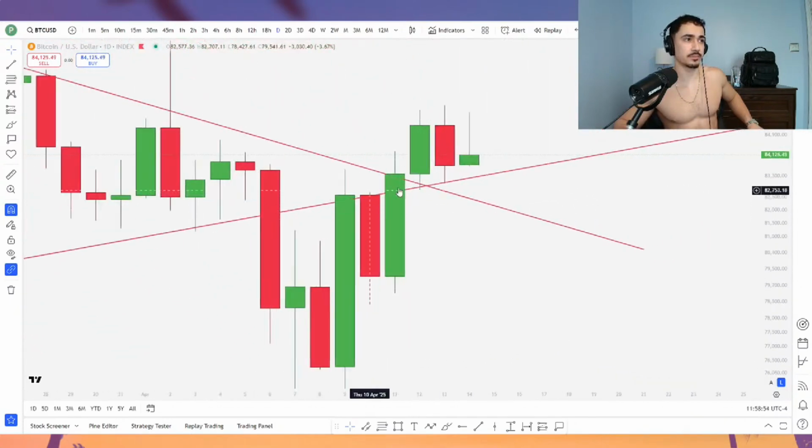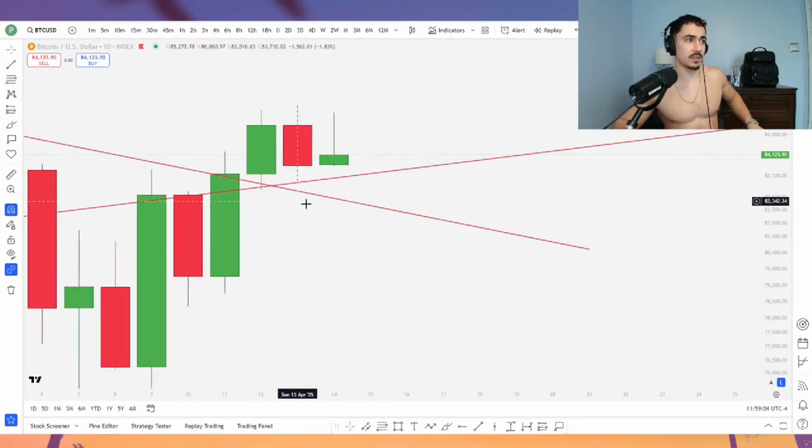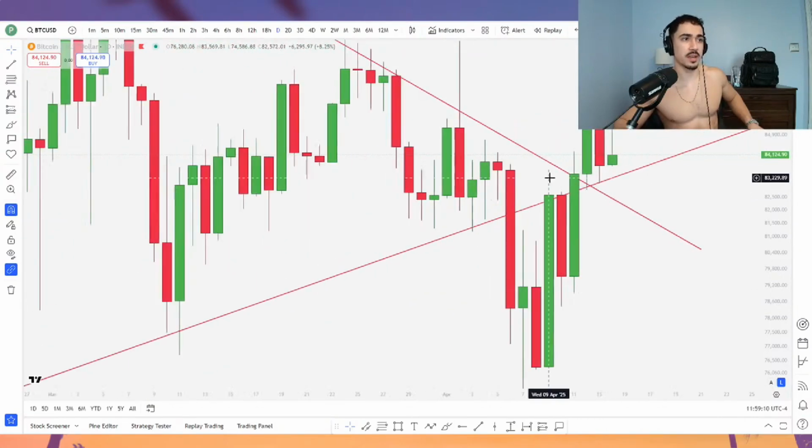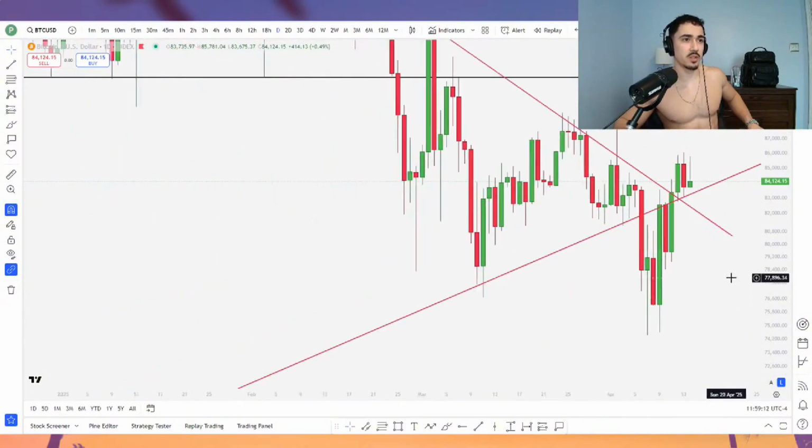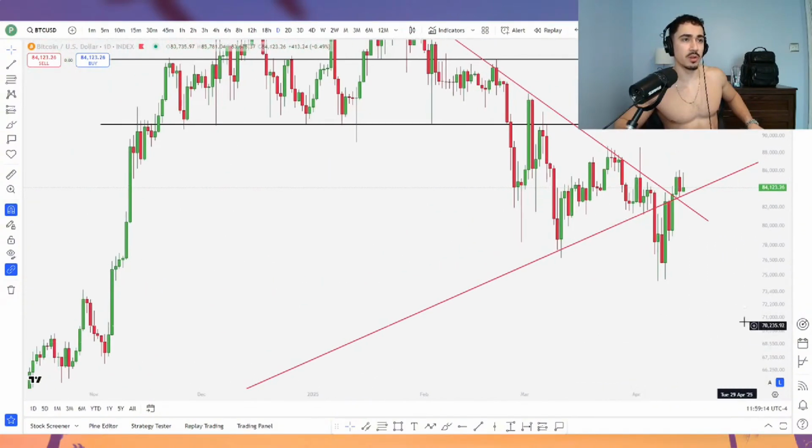Look at this. Right. So we close above it. We retest it on Saturday. Pump back up. Retest it on Sunday. Perfectly. Look. Retest on Sunday. Perfectly. Come back up. And then here we are today. So it looks like we pretty much reclaimed that bull market trend.